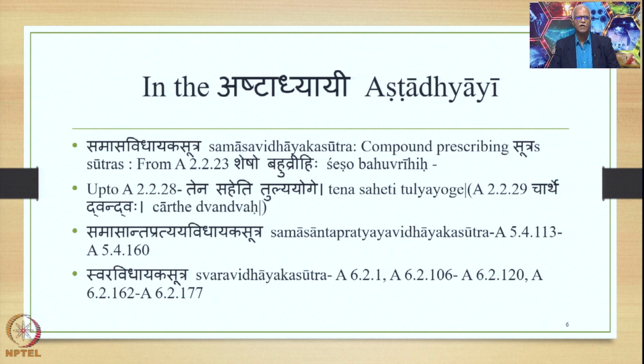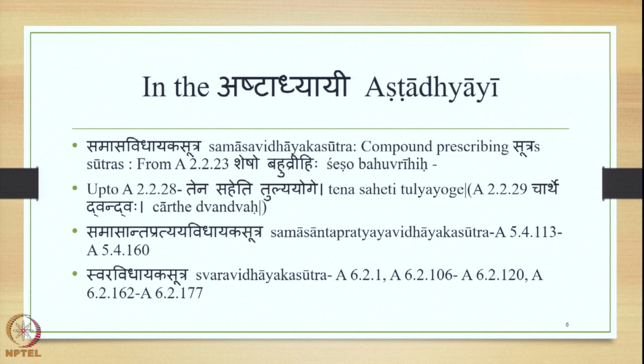And then the svara vidhayaka sutras, they are stated in 6.2, notably 6.2.1, which says bahuvrīhau prakṛtyā pūrvapadam, and then from 6.2.106 up to 6.2.120, this is one section, and from 6.2.162 onwards up to 6.2.177, this is the other section that deals with the svara vidhayaka sutras. This is how the bahuvrīhi samāsa is dealt with in the Aṣṭādhyāyī.